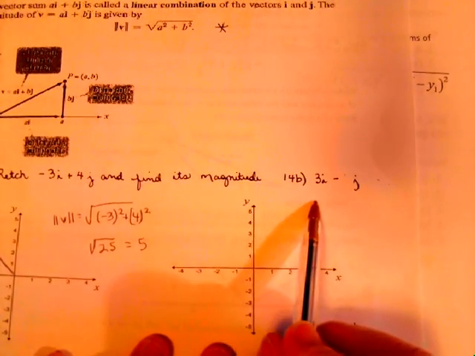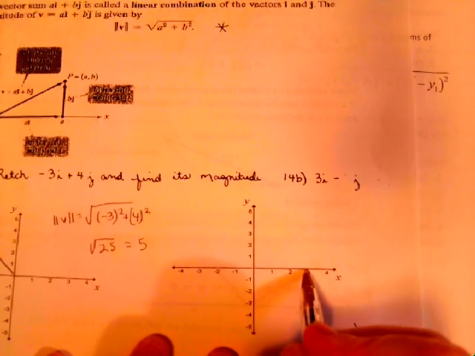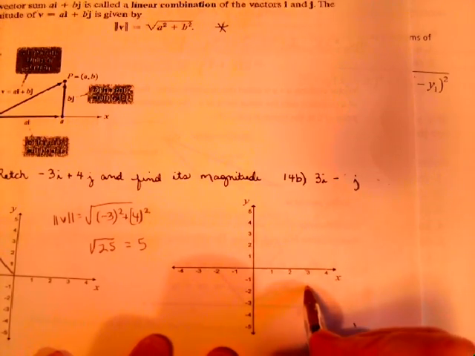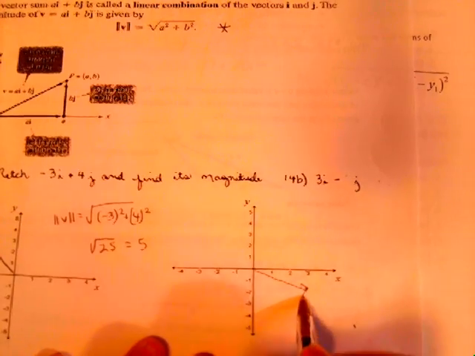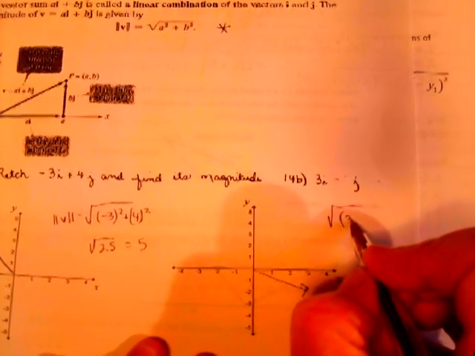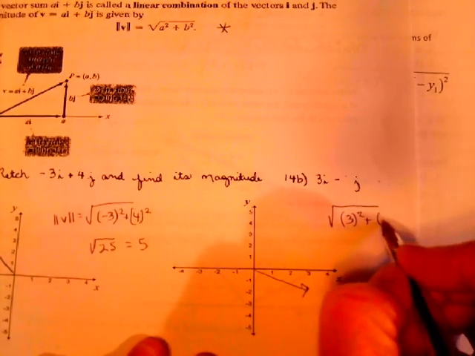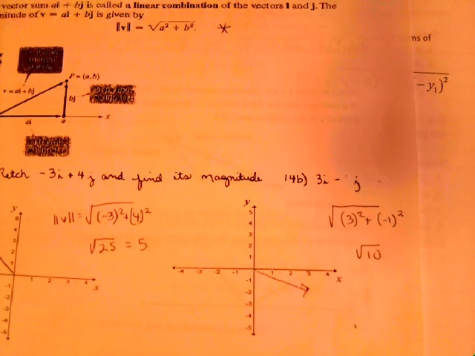14b, draw this vector. You go over to the right 3, you go down 1. The vector looks like this. The magnitude is the square root of 3 squared plus negative 1 squared, square root of 10. You're going to think these vectors are pretty easy. At least the things that we're doing with them are.